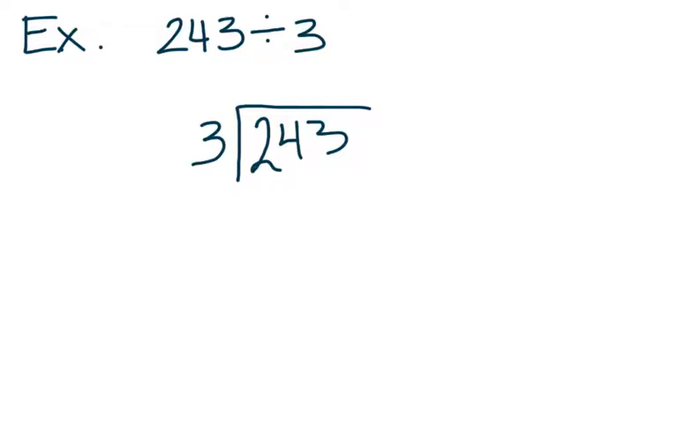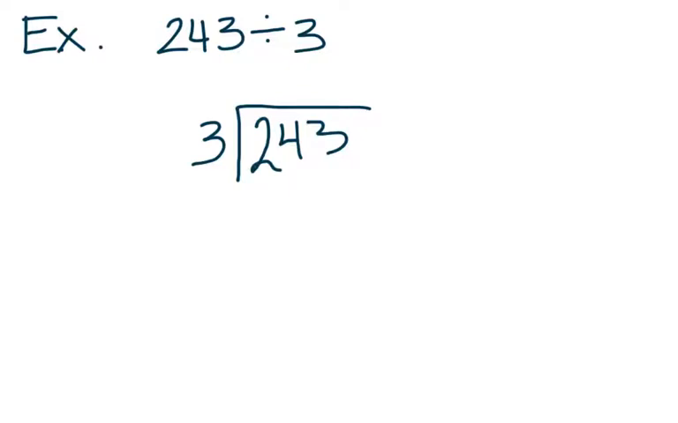So what you do is you look at these first two numbers. You don't look at 243 altogether. You just look at 3 and 2. Is there anything you can multiply 3 by to get 2? Or how many times can you divide 2 by 3? See, that doesn't really make sense because it's not a whole number.